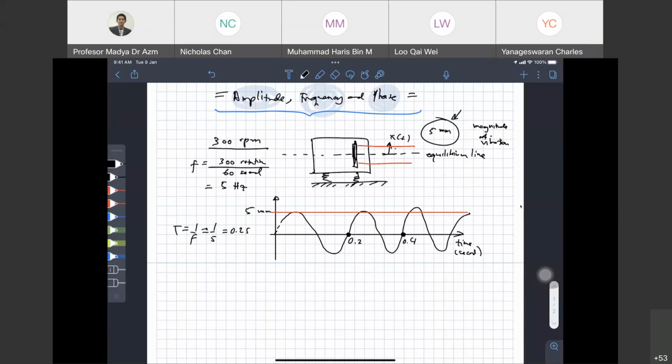Okay. So if you put the sensor, the accelerometer, here and then you measure, the analyzer or the recorder will capture the signal. So you will expect it to be 0.2 second, 0.4 second, and so on, with the magnitude of 5 millimeter.